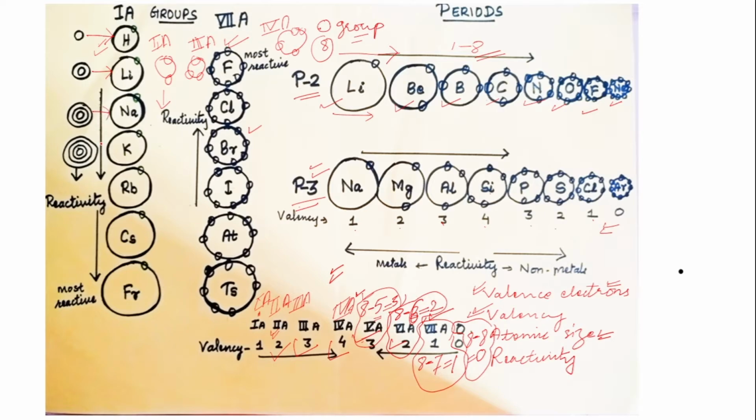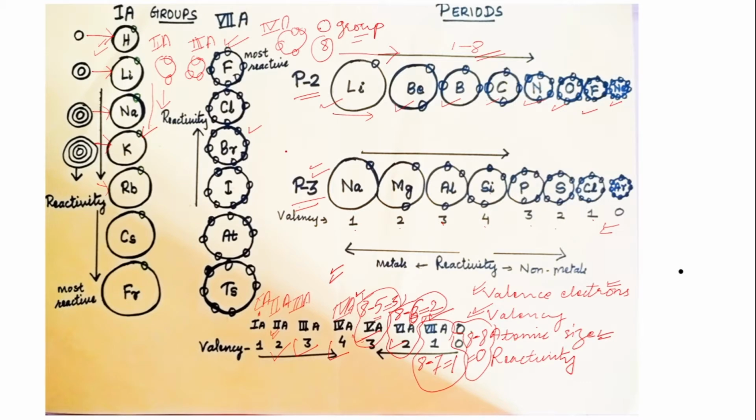Sodium, 3 shells. Potassium, 4 shells. Rubidium, 5 shells. Cesium, 6 shells. Francium, 7 shells. So as you go down from top to bottom in a group, one shell gets added at each level. That is why atomic size increases. Atomic size increases while moving from top to bottom in a group, because one shell gets added at the next subsequent level. So atomic size increases from top to bottom in all groups from 1 to 7 and group 0.